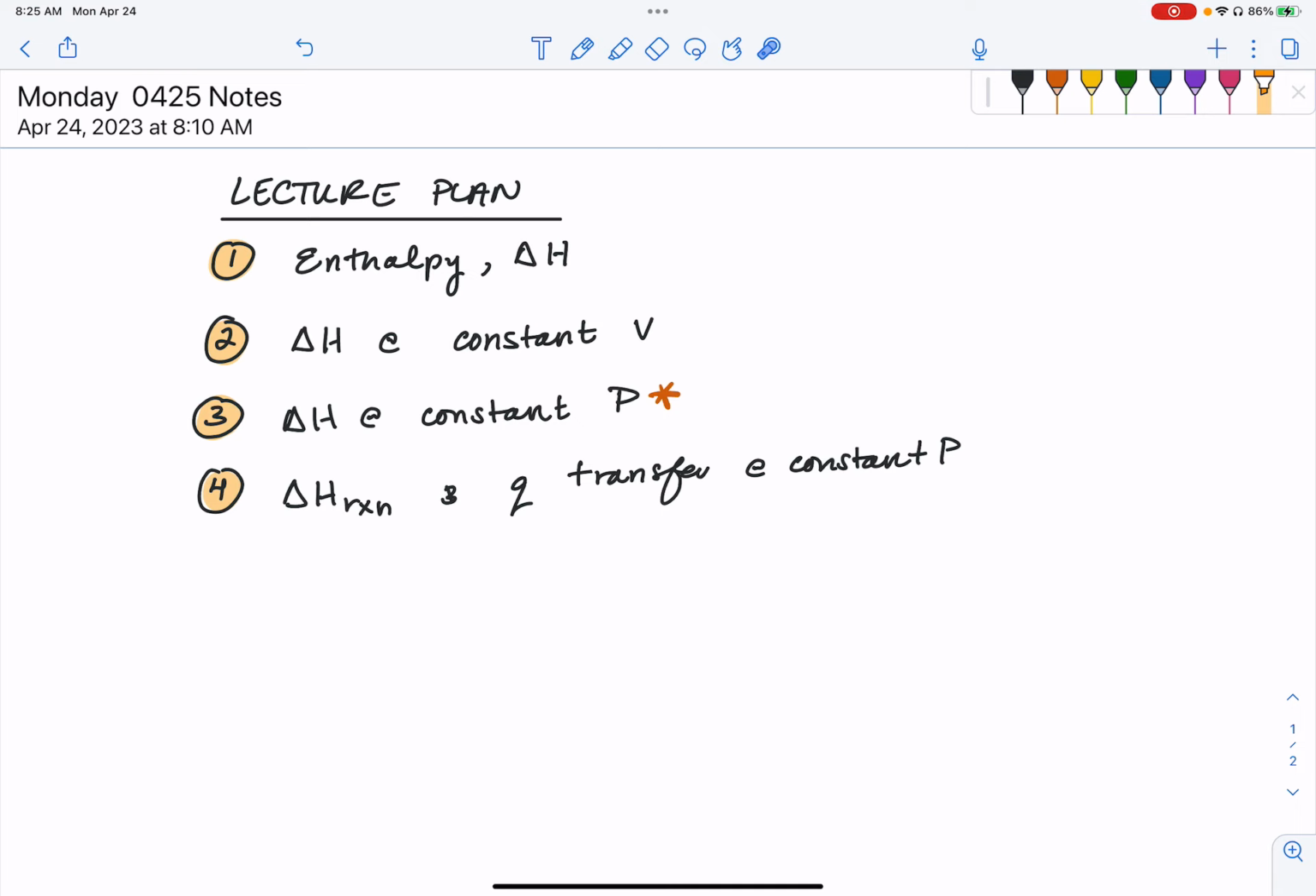but for now, let's just sit in this world of getting used to what enthalpy is and how its equation changes under various conditions and what that means for us as chemists when we look at the energy transfer that happens during a chemical reaction.